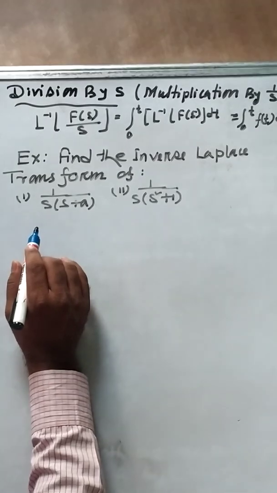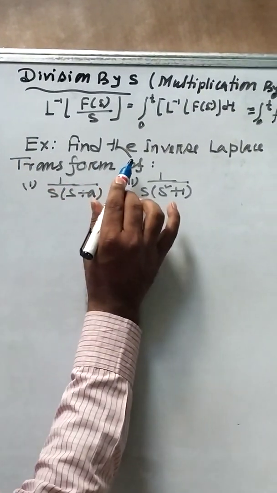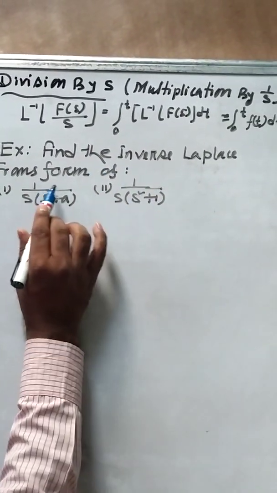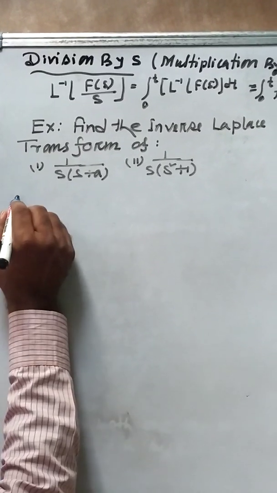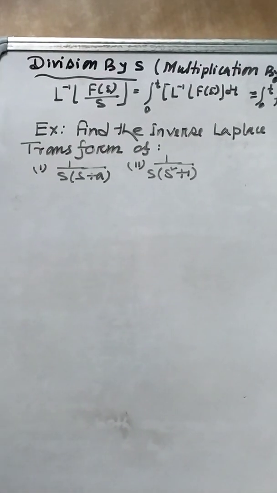This is a formula, so you have to memorize this formula. Now we want to solve some problems. Example: find the inverse Laplace transform of this. So solution, first we consider number 1.